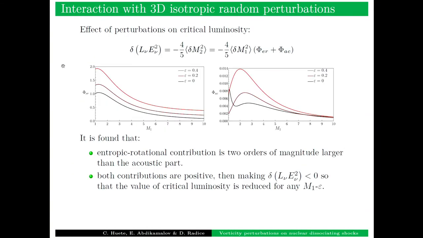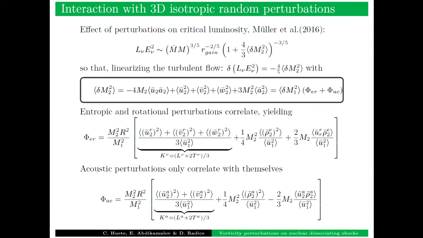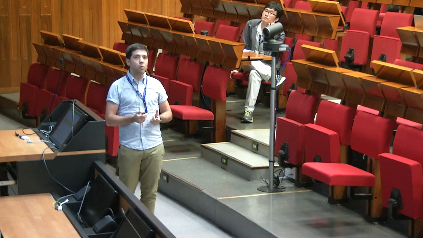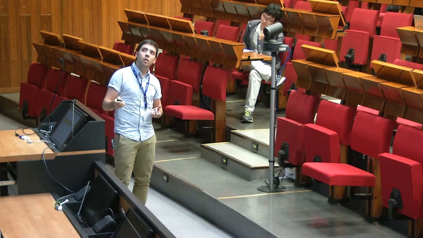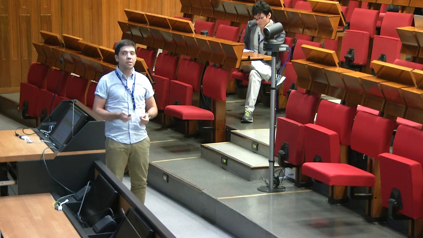Finally, we do another calculation, which is how these perturbations downstream can affect the critical luminosity. Just linearizing this expression, the post-shock Mach number is really affected by the perturbations. They can be computed, and they can be split into the entropic-rotational contribution and the acoustic contribution. If we can compute that, we can therefore compute the average value of the post-shock Mach number, and then compute how the critical luminosity is affected by this effect.